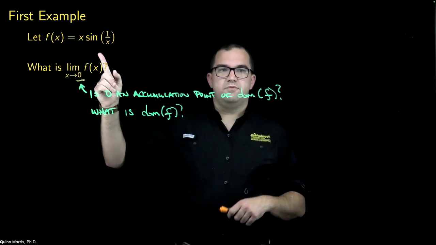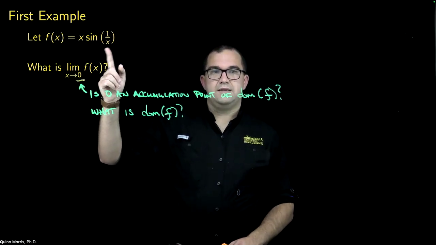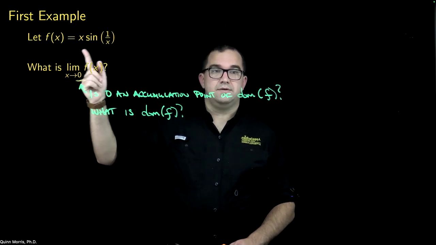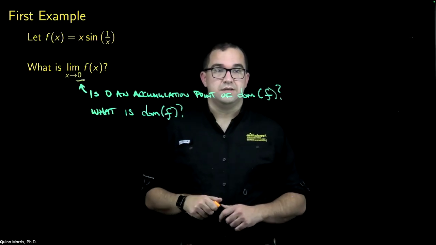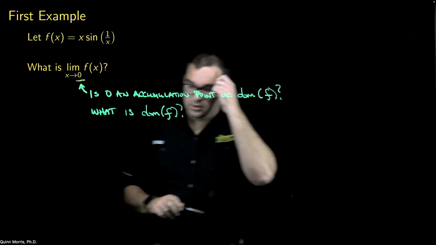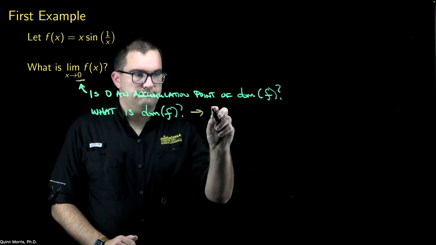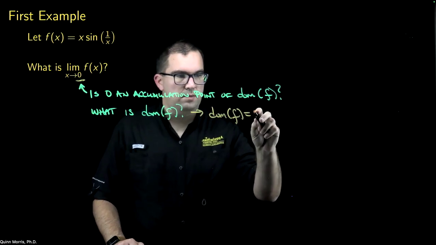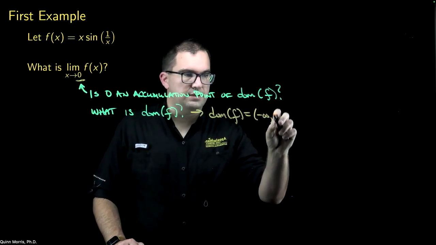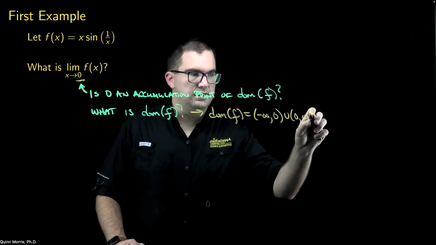Okay. Sine of 1 over x is a little bit different, though, because here I have sine of 1 over x. Now, sine of any real input will be defined. So as long as 1 over x is defined, sine of that will be defined. So the only place I have an issue is where 1 over x is undefined, which is at x equal to 0. So the domain of this function is the set of all real numbers other than 0. So I'm going to write this as the interval from minus infinity to 0, union 0 to infinity.